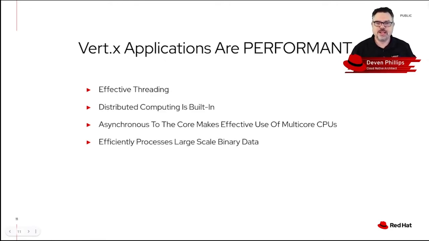And moreover, these Vert.x applications are extremely performant. They use effective threading by using an actor model and an event bus across a clustered configuration so that the workload can be distributed across as many pods or nodes as you need. This means that you can get full advantage of your multi-core CPUs and efficiently process large-scale binary data.